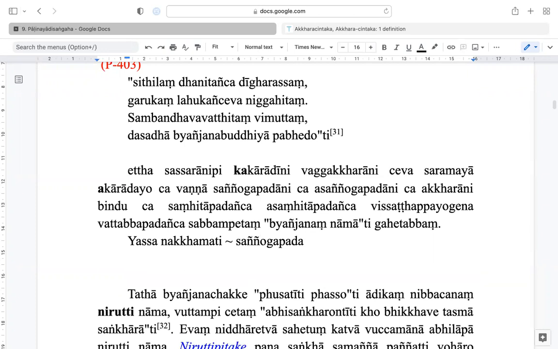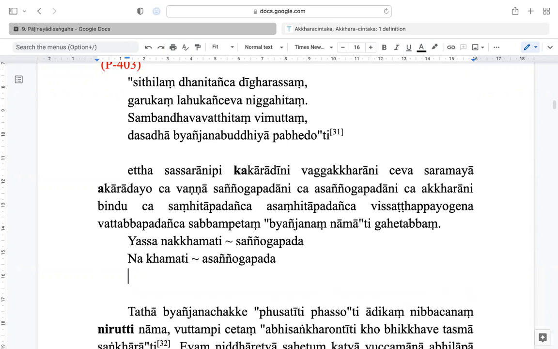And then asanyoga badani is na kamati. This is asanyoga badani. Okay. Sanyoga badani is Bodu laga. Ekarani. Ekarani Bainduja.